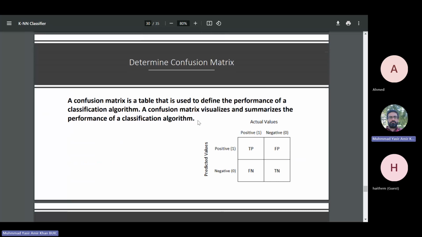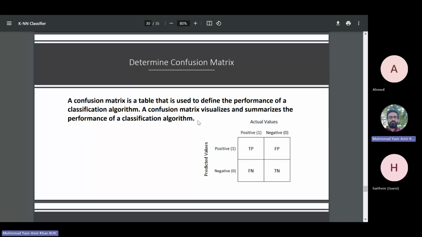Yes. Now, can any one of you tell me about the confusion matrix? Yes, Ahmed, can you please tell us? It's a different algorithm. It shows you the values, what you have, visualizes it. It basically summarizes all the possibilities.